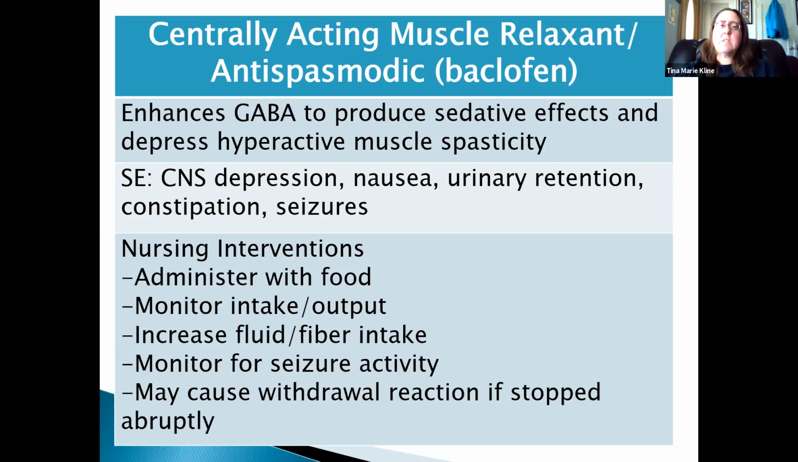But basically, this is all about enhancing GABA, and it produces the sedative effects when we're trying to chill out the muscles. Biggest issue with these is the CNS depression. It will make your patients sleepy. So obviously, you want to know how the patient's going to respond to that. We obviously don't want them driving until we figure that out, certainly not operating heavy machinery or making really important decisions. And this is a symptomatic medication.